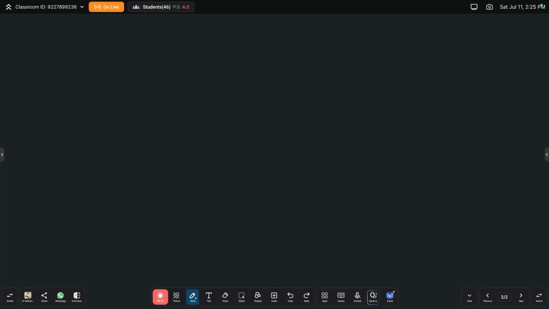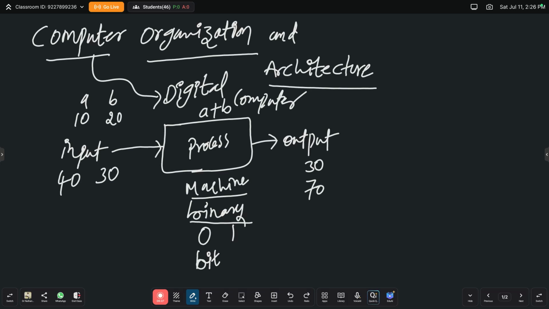Digital computers use the binary number system. Binary number system is zeros and ones. Our machines are understanding only zeros and ones. Digital computers use the binary number system, which has two digits, 0 and 1. A binary digit is called a bit. As I told you just now, a binary digit.